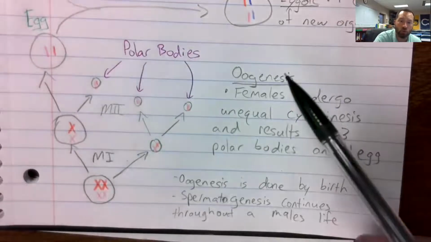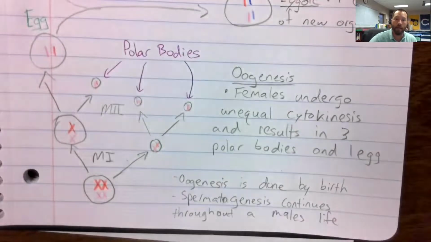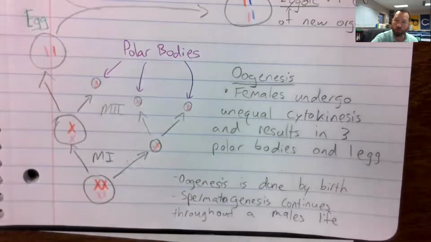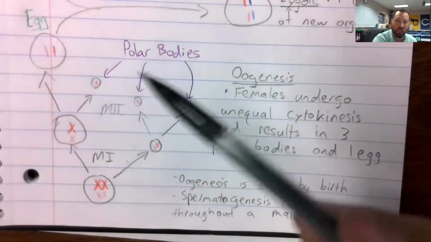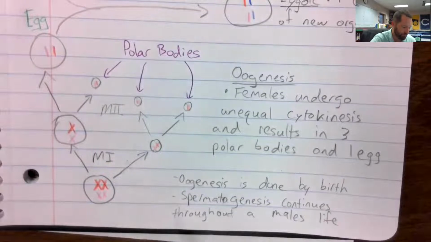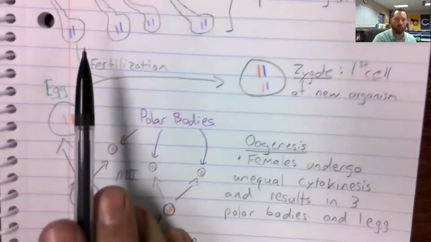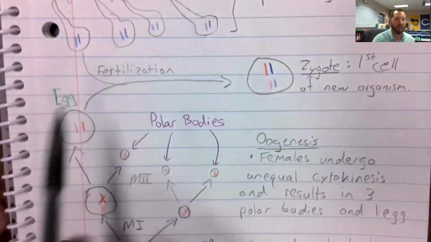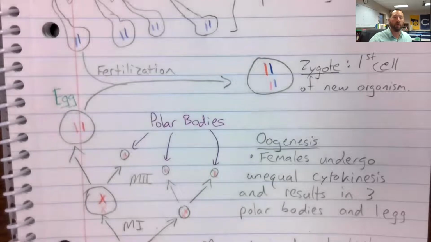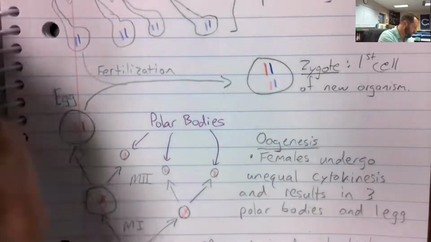So for females, oogenesis is done by the time you're born. So you'll never go through meiosis again and create more eggs. Males, spermatogenesis just continues throughout a male's life. Remember, I mean, it takes two to tango. Both are needed for fertilization, but really that egg is the important part. That's the big one. It's got all the nutrients, everything that the new zygote is going to need.